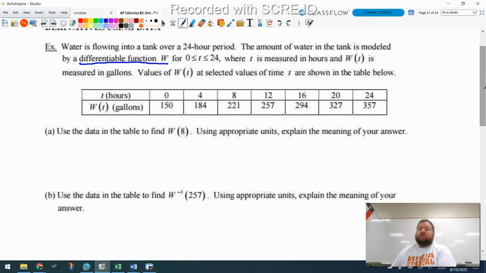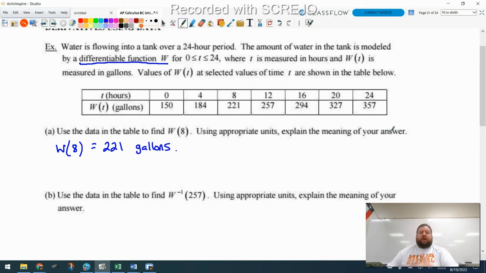Okay, so part A says use the data in the table to find W of 8. So this isn't even really a calculus problem. This is just looking at the table. There's 8. 8 is T. W of 8 is 221. Using appropriate units, W of T is in gallons. All right, explain the meaning of your answer.